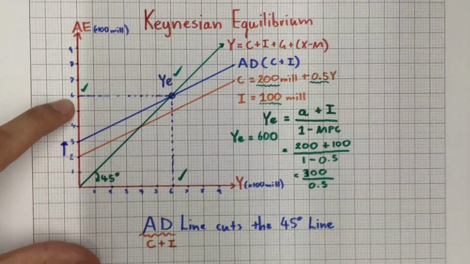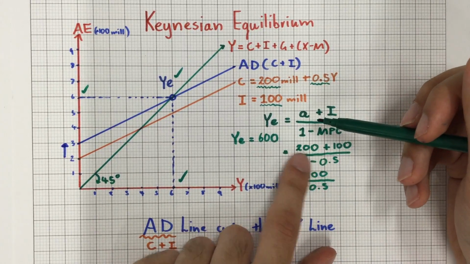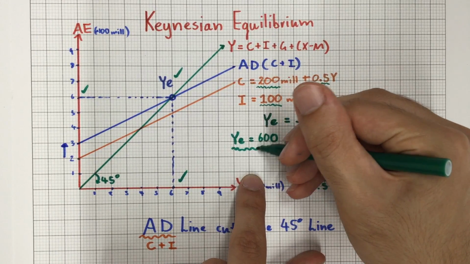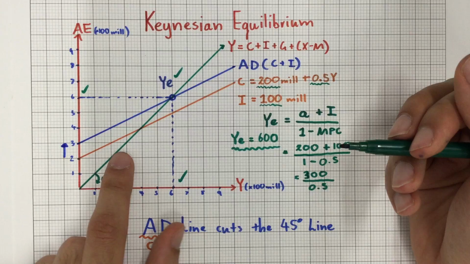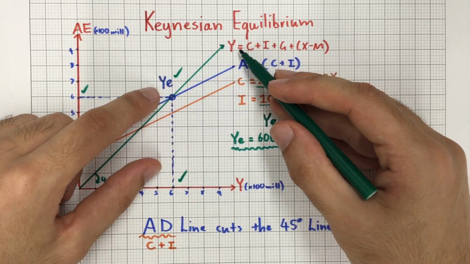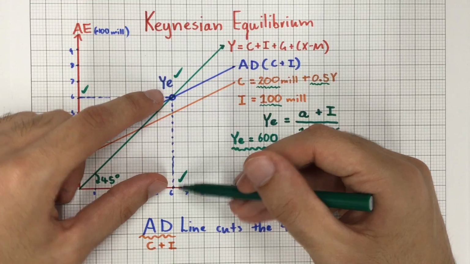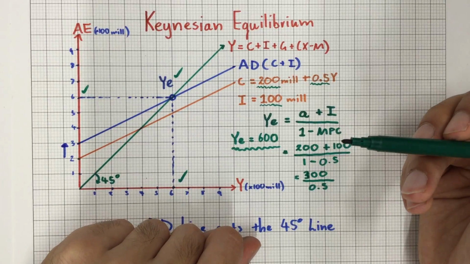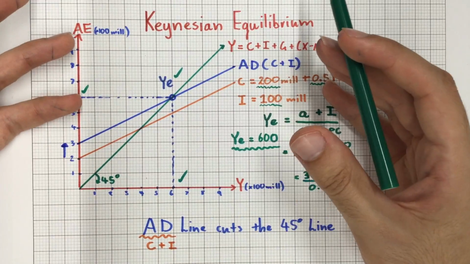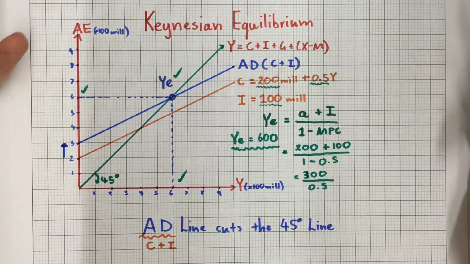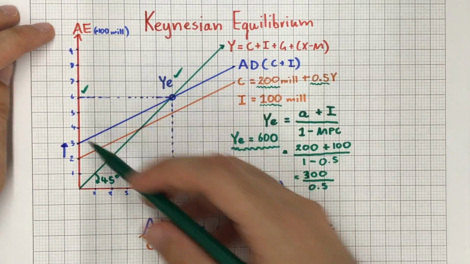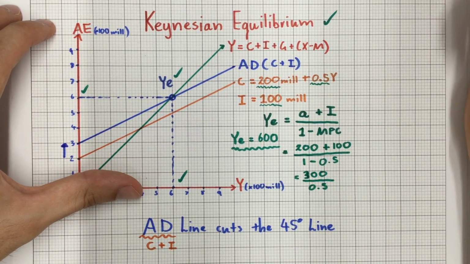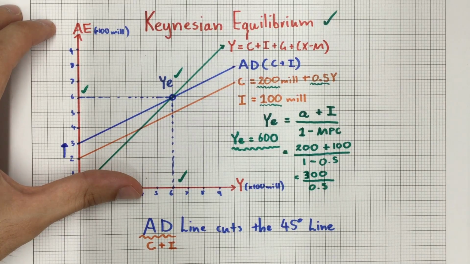This point here is in fact correct because we've worked it out algebraically as well using the equilibrium formula and have found that when this economy is at equilibrium, we have a national income level of 600 million, and we have an aggregate expenditure which is also equal to 600 million. There are no injections or leakages. The economy is at equilibrium. So we can do this both graphically and mathematically to find Keynesian equilibrium. There we go.